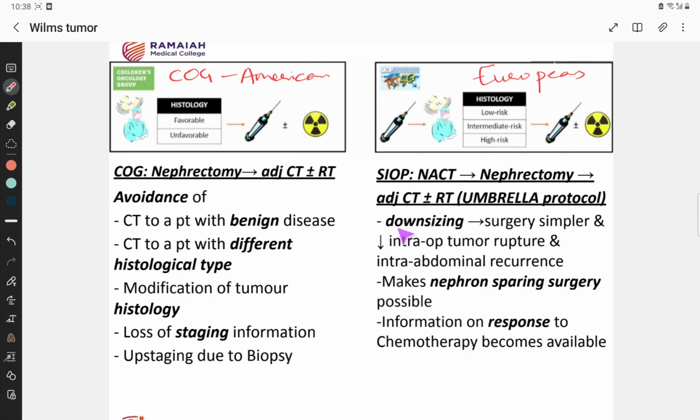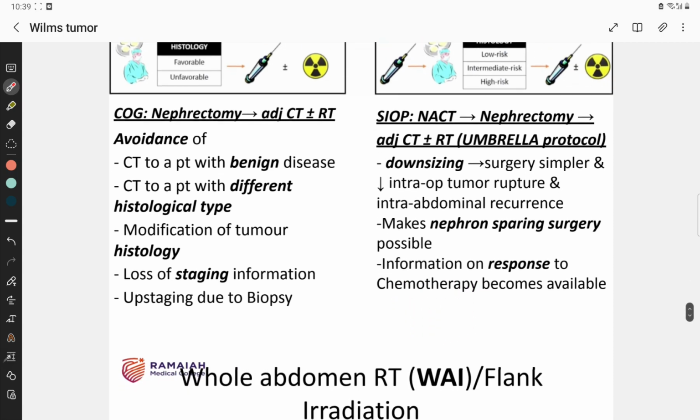In the SIOP protocol, the advantages are basically the disadvantages of the COG. Because we are giving NACT, it will downsize the tumor, so the surgery will become simpler, and there will be decreased risk of tumor rupture. So when they are trying to operate, there are fewer chances that the tumor may rupture, thereby reducing the chances of intra-abdominal recurrences. Because we are giving NACT, nephron sparing surgery can also be possible. And this will also give us the information whether the patient is responsive to the chemotherapy or not.